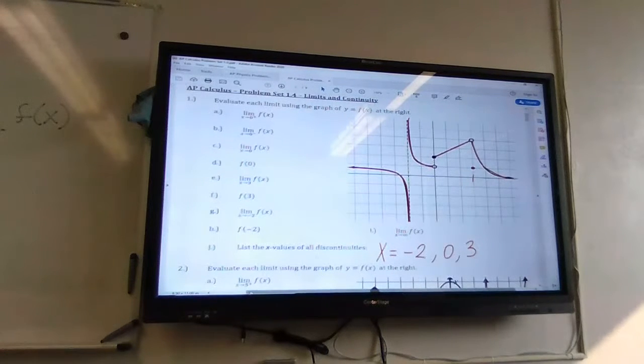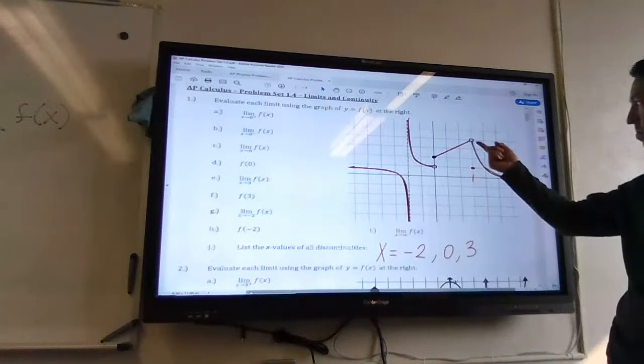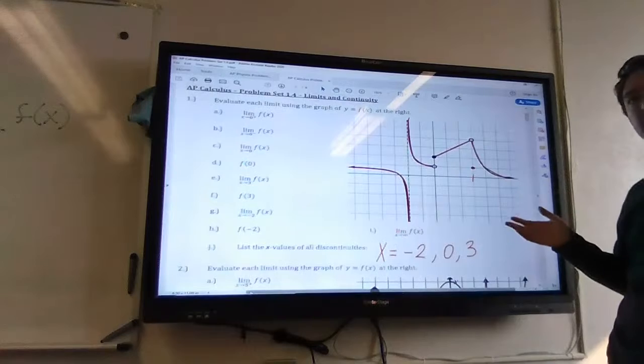So true or false statement here. At a discontinuous point on the graph, at a discontinuity, the limit can't exist. True or false? False. The limit exists there, but it's discontinuous.